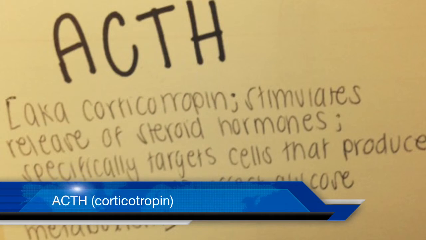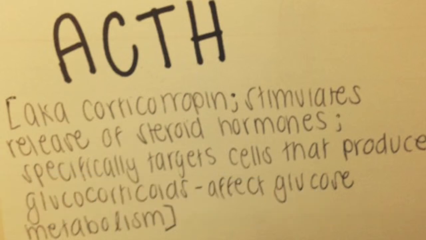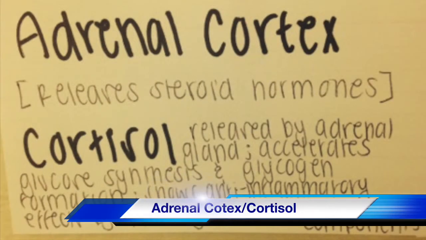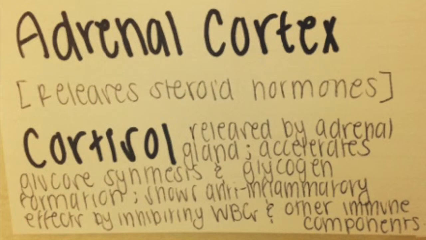The last hormone we'll cover is ACTH, also known as corticotropin. This stimulates the release of steroid hormones. It specifically targets cells that produce glucocorticoids, which affect the glucose metabolism. ACTH reaches the adrenal cortex and causes the release of steroid hormones. It also causes the release of cortisol by the adrenal gland. This accelerates glucose synthesis and glycogen formation. It also shows anti-inflammatory effects by inhibiting white blood cells and other immune components.